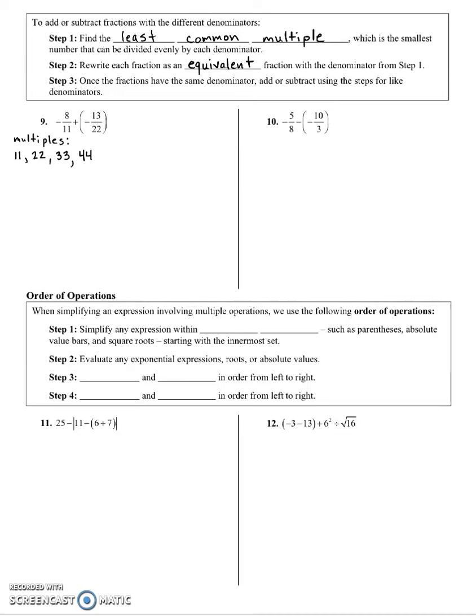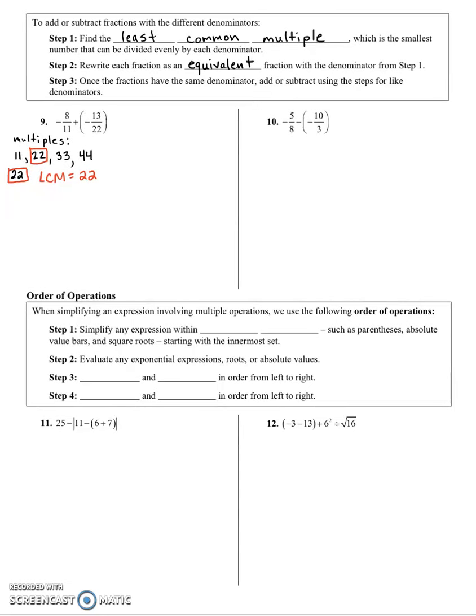So let's see, 22 times 1 is 22, and now we can stop because we've achieved the same number. So 22 is our LCM, our least common multiple, which will become our least common denominator.